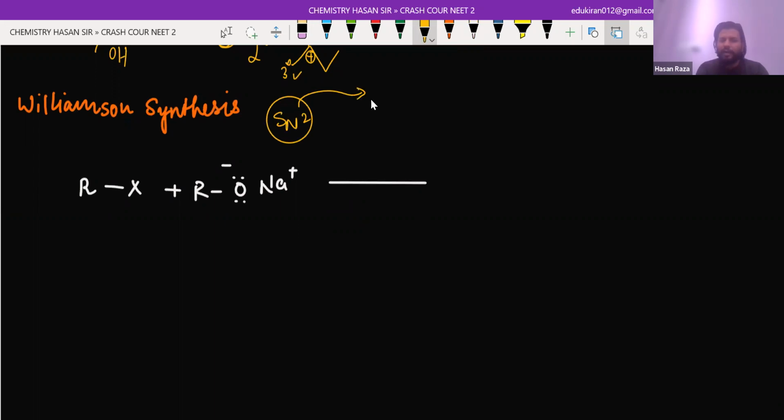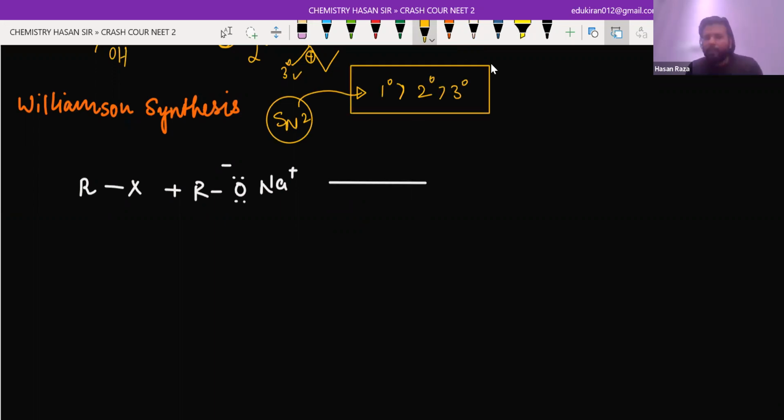And you know that in SN2, the reactivity order is 1 degree, 2 degree, 3 degree. Yes or no? I just revised this. In SN2, the reactivity for alkyl halide is 1 degree, then 2 degree, then 3 degree. Yes or no? Yes, sir.